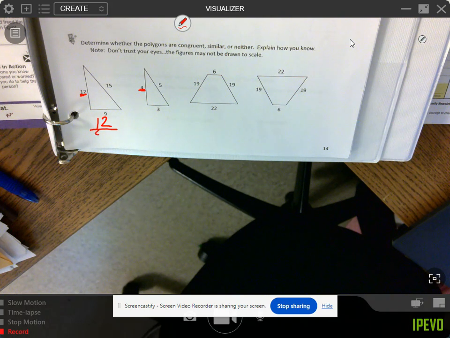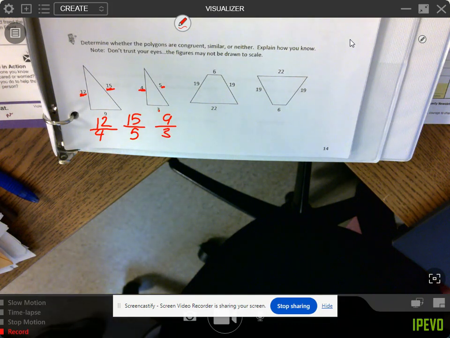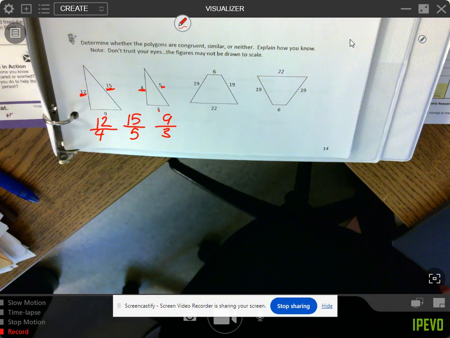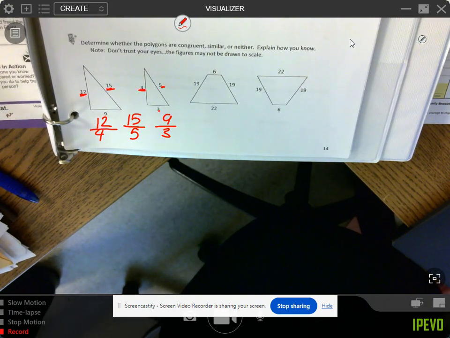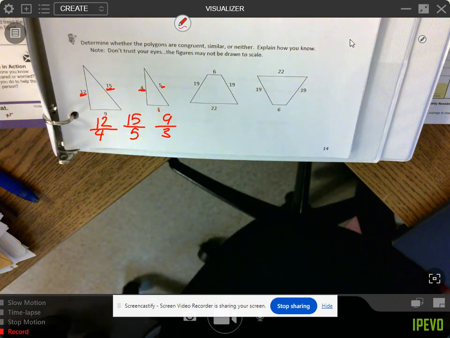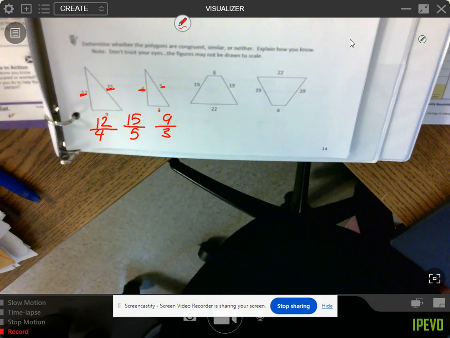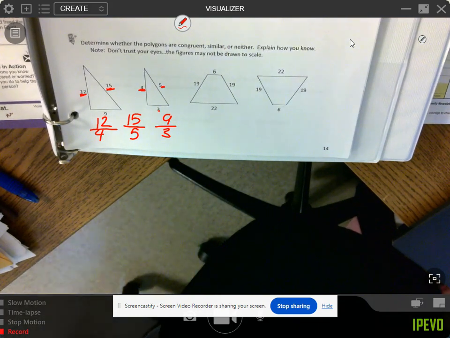12 over 4. What am I going to put the 15 over? Over the 5. I'm matching up my sides. And then 9 over the 3. So we're going to match up our sides first, because you will have side numbers that you can't figure out in your head. So I want us to know the process. What do we do when we get those numbers that we don't know how to work with? So match up your sides.